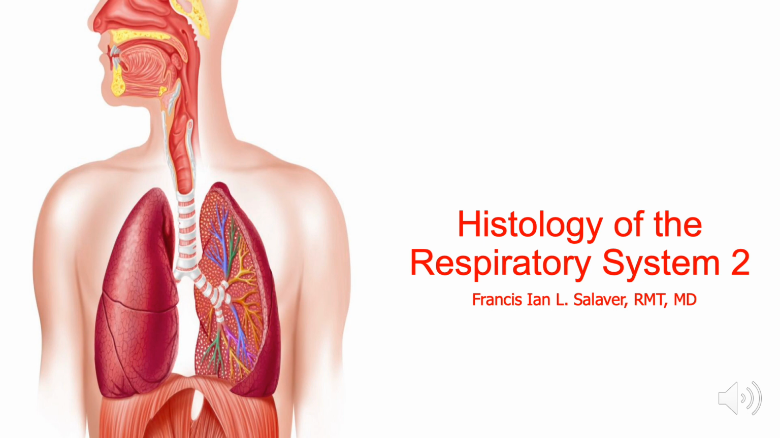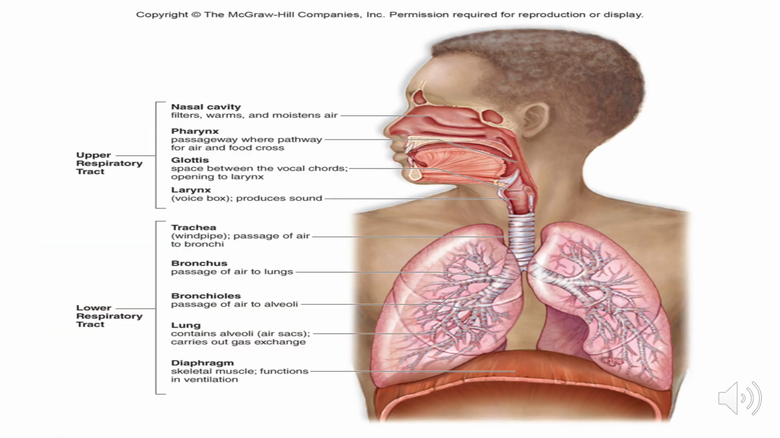Good day, future doctors. So this is part 2 of our lecture on histology of the respiratory system. In the part 1 discussion on the histology of the respiratory system, we have already discussed all the organs that belong to the upper respiratory tract. We have discussed the nasal cavity, the nasopharynx, the epiglottis, and the larynx.